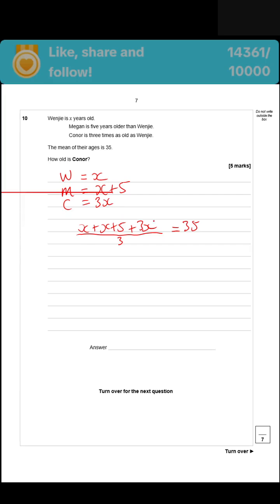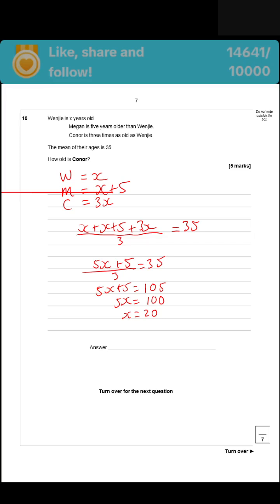So we work out this numerator. We've got 1x plus 1x plus 3x. That gives you 5x. We have a plus 5. So we've got 5x plus 5 over 3 equals 35. We want to solve this. We want to get rid of the denominator. So we've got 5x plus 5 is equal to, and then 35 times by 3 gives you 105. We then take away the 5 from both sides. We get 5x equals 100. We then divide by 5, and we get x equals 20.